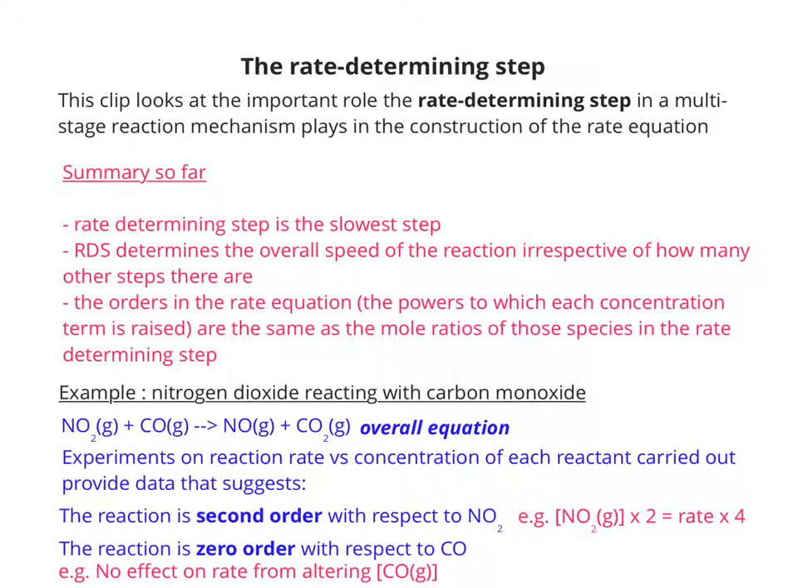So in terms of what the order means, it's the power to which the concentration term is raised in the rate equation. So if it's second order with respect to a reactant, if that reactant is doubled in concentration, the rate will increase by 4. If it's zero order with respect to a reactant, then there'll be no effect on the rate of reaction for that particular reactant. So in the case of carbon monoxide, there'll be no effect at all, so it's zero order.